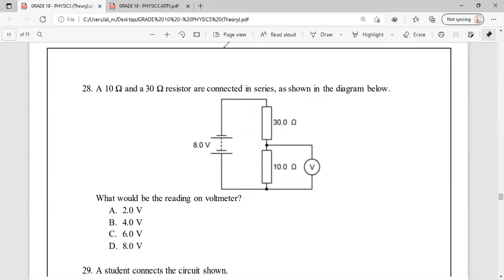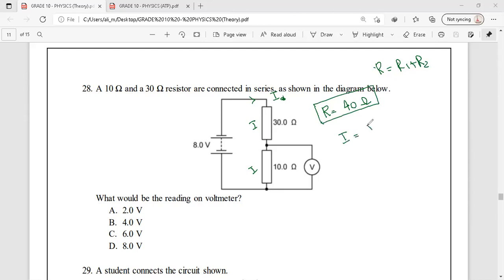Let's see our next question. A 10 ohm and a 30 ohm resistor are connected in series as shown. What would be the reading on the voltmeter? We know that the current passing through the circuit is the same, so I1 will be equal to I2. Let's first find the total current that is passing through these resistances. The total resistance will be equal to 40 ohms. The combination is a series combination, so the effective resistance is R1 plus R2. We have the total resistance.